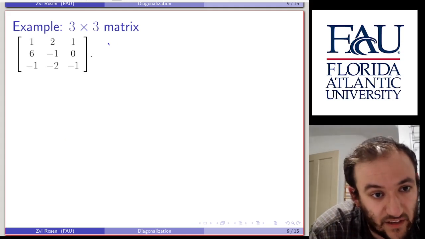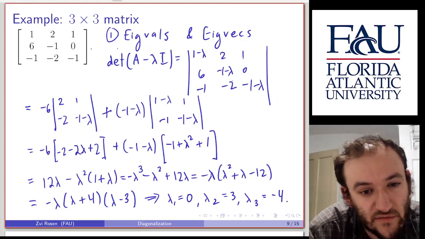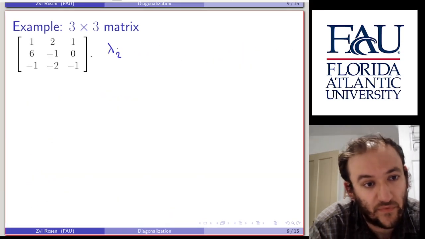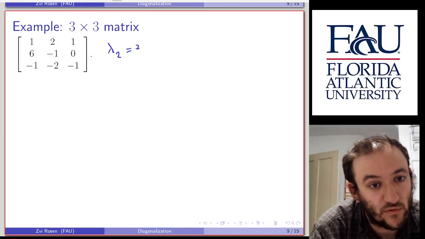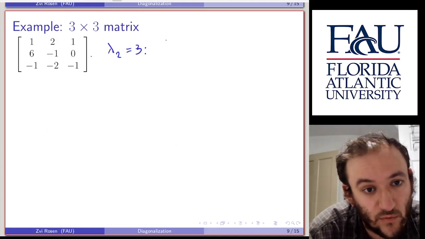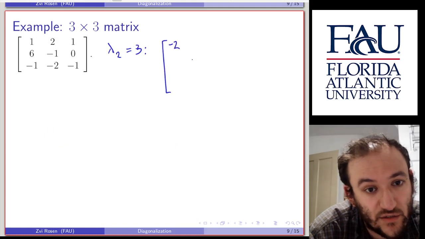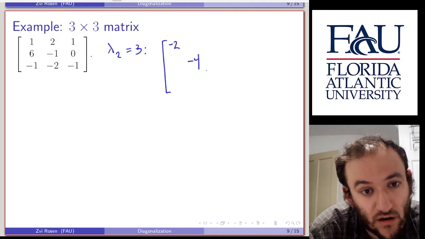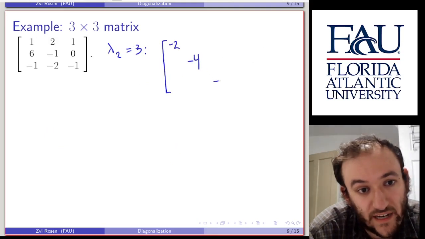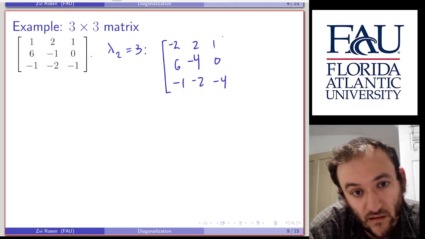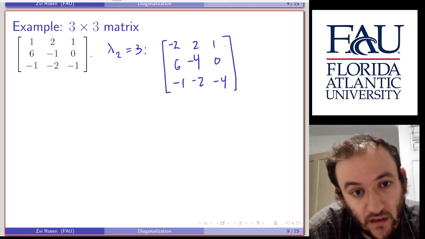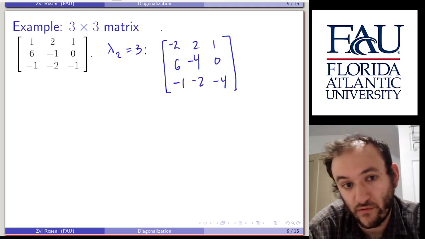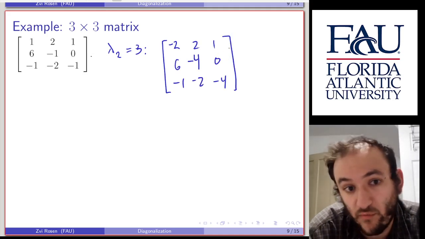Okay, our second eigenvalue was either positive 3 or negative 3. It was positive 3. So if we take lambda 2 equals 3, what do we get? Well, it's minus 2, minus 4, and minus 4 on the diagonal, and then everything else stays as it is. Okay, and we can now do row reduction to compute the kernel.